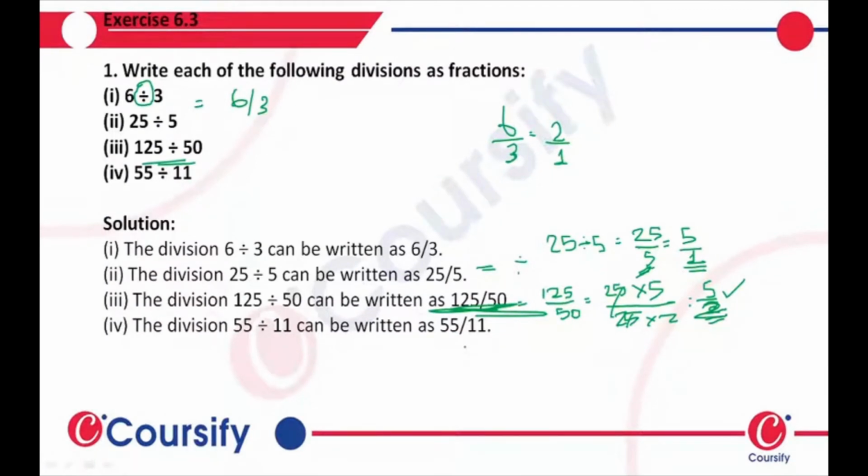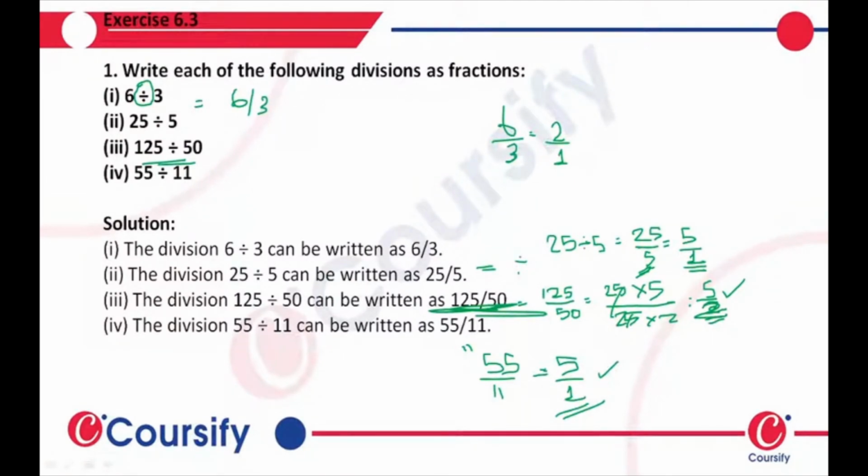Now moving on to the next one, we have 55 by 11. Which is written as 55 by 11, that is equal to 5. 5 is the answer actually, 5 by 1 when we divide it, similar to the second question, but writing it as 55 by 11 is also a correct answer, and this is the simplest form of the fraction.